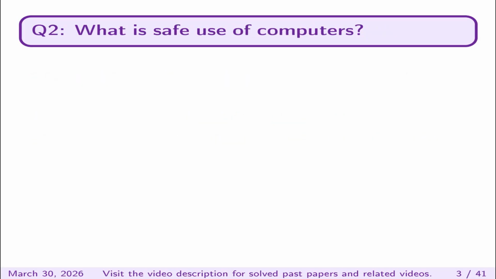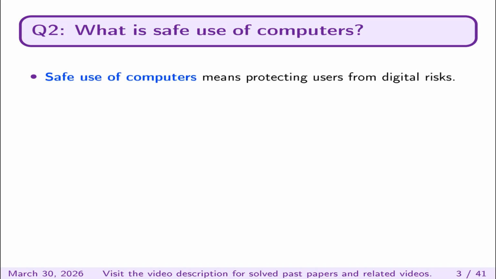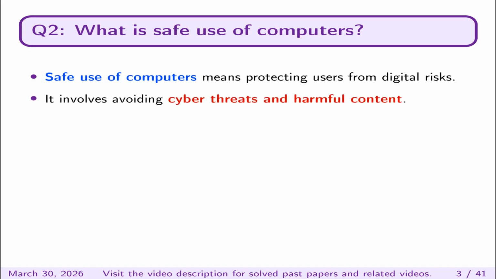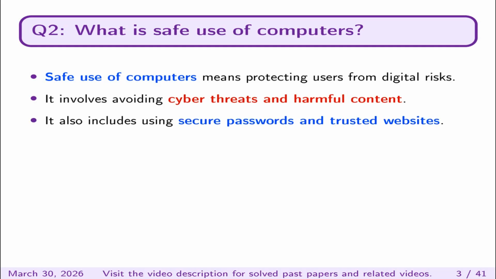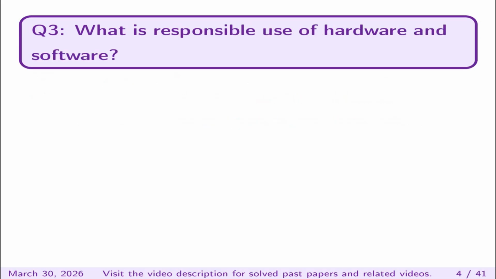Question number 2, what is safe use of computers? Safe use of computers means protecting users from digital risks. It involves avoiding cyber threats and harmful content. It also includes using secure passwords and trusted websites.